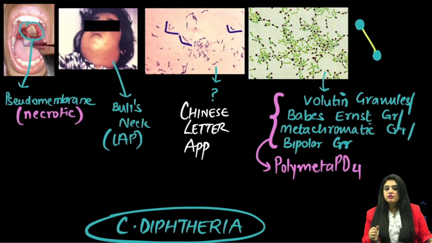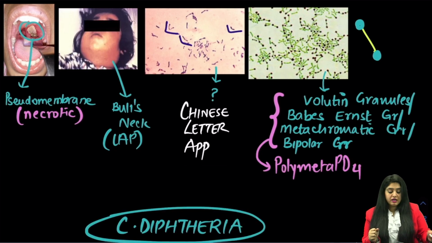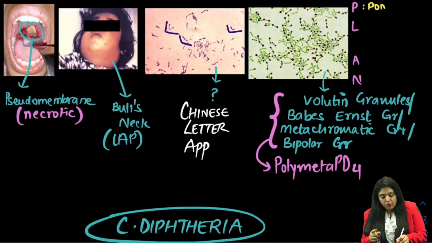This is an energy conserver. This is an energy storing place. So now the examiner is going to ask me, what are the stains that you have for these volutin granules? Can we pick up the stains for these volutin granules? Very, very famous question. So what is the mnemonic? The stains are going to be plan stains. What is your plan to stain them? My plan to stain them is P for Ponder's stain, A for Albert stain, and N for Neisser stain.